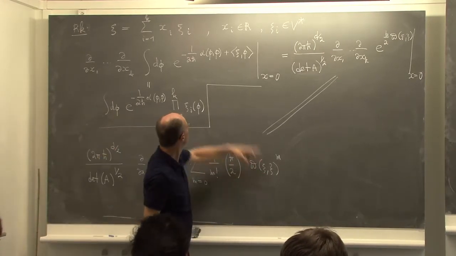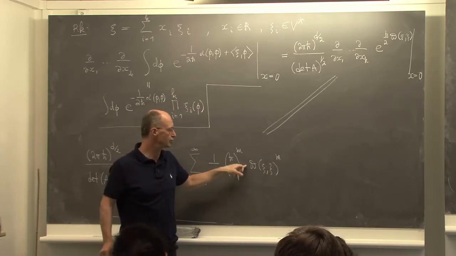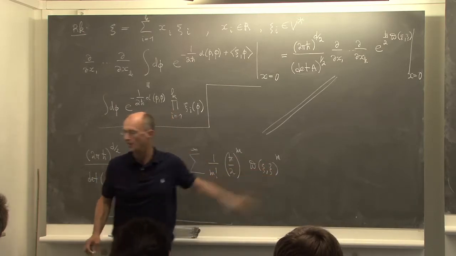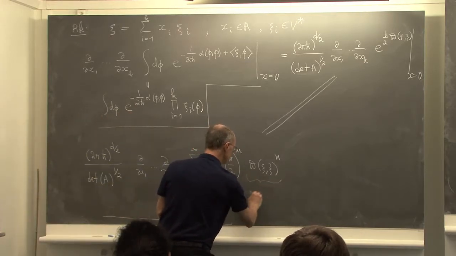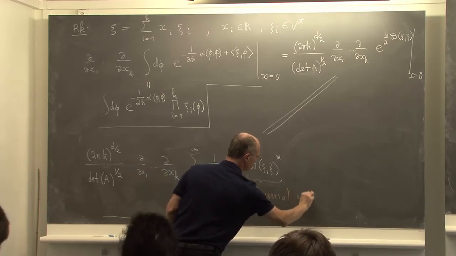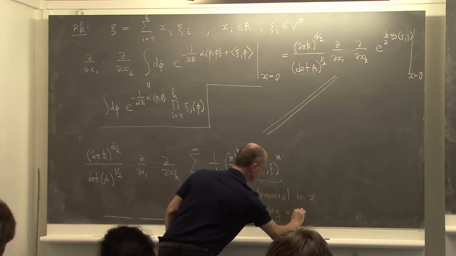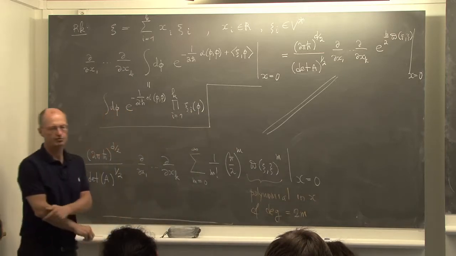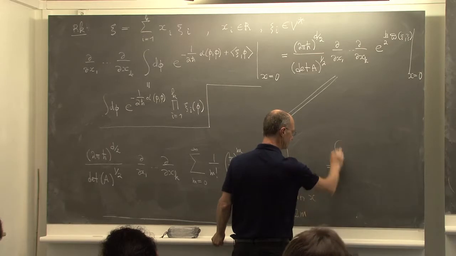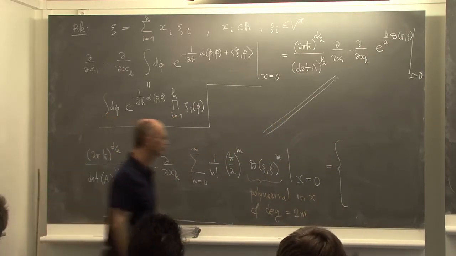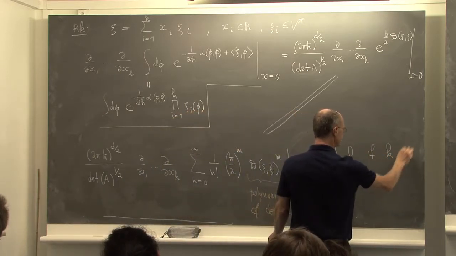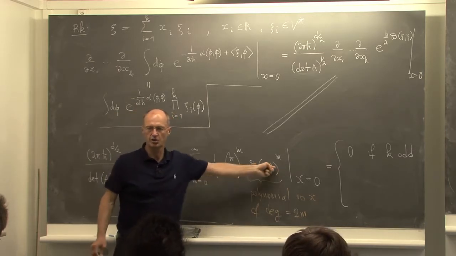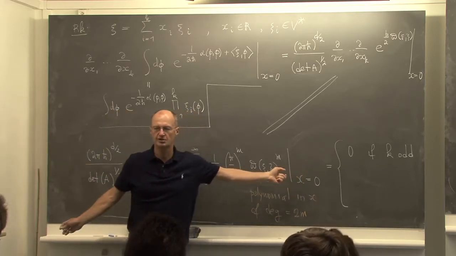Now recall that psi is actually a linear function of x's. So in fact, those powers are polynomials in x of homogeneous degree 2m, because we have 2 psi's in each of them. So this is a polynomial in x of degree equal to 2m. And here we have k derivatives. And then we put x equals 0. So this means that the following 2 situations may occur. So this is actually 0 if k is odd, right? Because all the polynomials here are of even degree in x. So it's impossible to differentiate k times and then put x equal to 0 and get a non-zero result if k is odd.